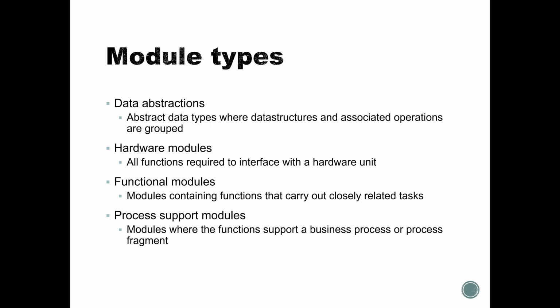Hardware modules means all functions required to interface with a hardware unit. So basically, you are going to have certain hardware on which the entire software is going to run. So we are talking about this hardware unit over here. The third is a functional module. Exactly what the functionality will be, what are the different functionalities that particular product is going to perform, will come under functional module, and process support module, for what business processes or process fragment this particular software was designed.